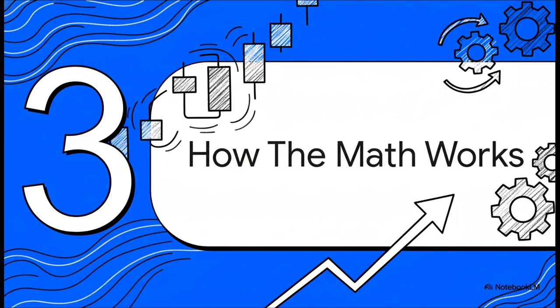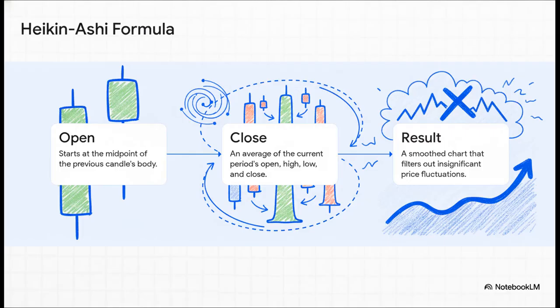So you're probably wondering, okay, how does it actually do that? How does it get that beautifully smoothed out look? Well, it all comes down to some really simple but super powerful logic in how the candles are calculated. And don't worry, you do not need to be a math whiz to get this. The concept is super simple. Instead of using raw price data, each Heikin Ashi candle's open actually starts from the middle of the previous candle, and its close is an average of the current price action. It's this continuous averaging that creates a chart that just filters out all that distracting noise.